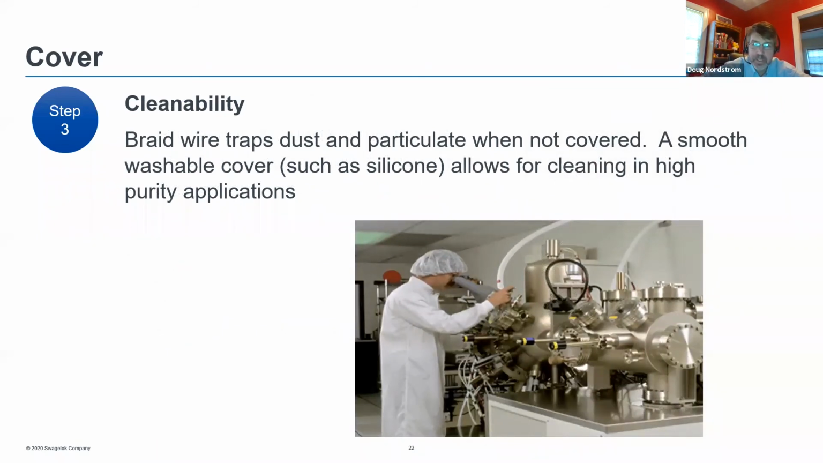So the first reason here, cleanability. Many high purity applications, they need to wash down the hose, and a lot of times the braid can be fairly dirty. Braid wires, as a hose is bent, will shed particulate and be a bit on the dirty side when you handle the hose. So a nice silicone cover gives it cleanability and a nice clean outer surface.